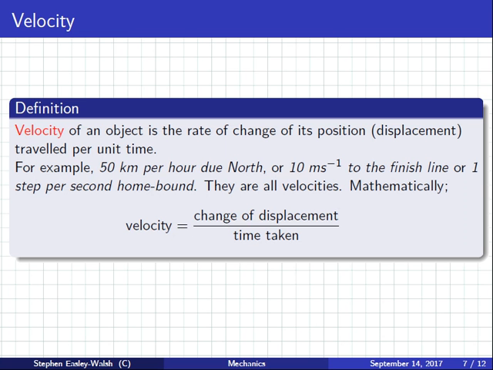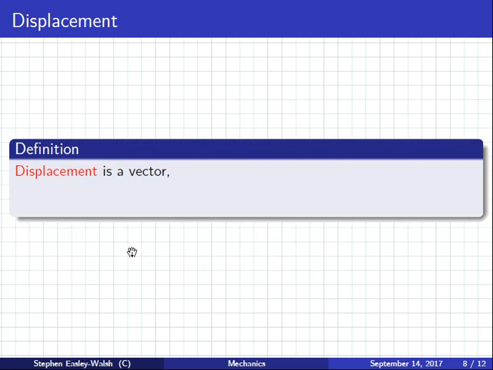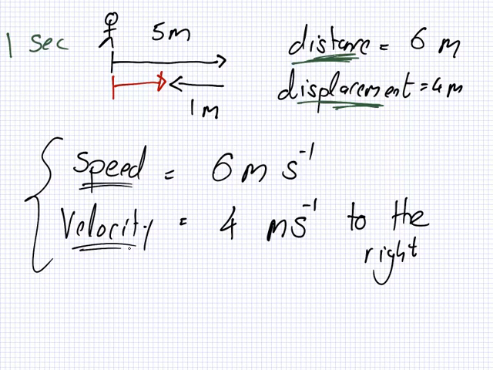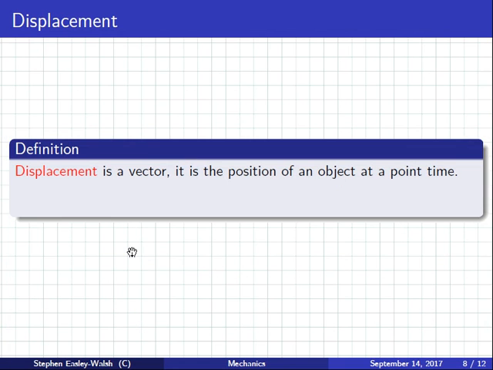Okay, you have that? I said a more formal definition to follow, but I think that definition is fine. Anyway, displacement is a vector. It's the position at any point in time. I explained this earlier with my example of the man, but I'd like you to write the formal definition down, because again, it could be an exam question. What is displacement? Displacement is a vector. It's the position of an object at some point in time.